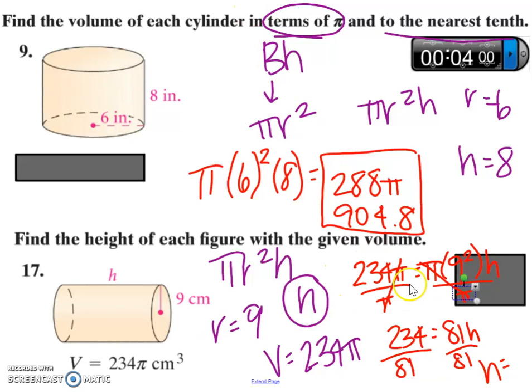The next one, I replace the volume in the equation with 234 pi equals pi r squared, which is 9 squared, times h. You divide both sides by pi, they just cancel out. So then you have 234 equals 81h, so 9 squared is 81. Divide both sides by 81, and h equals 2.89. So the height of that cylinder is 2.89.